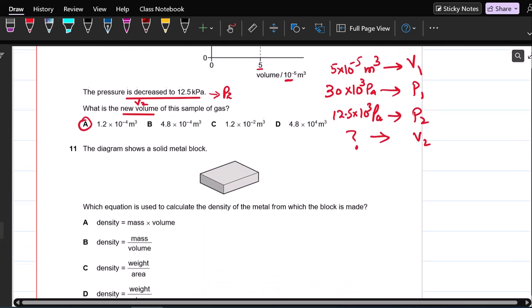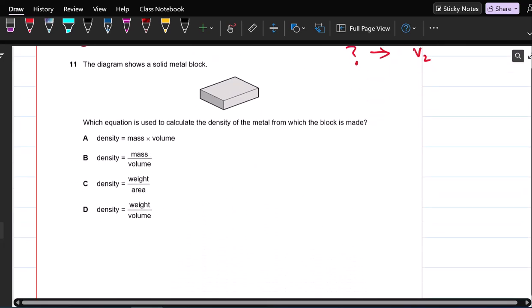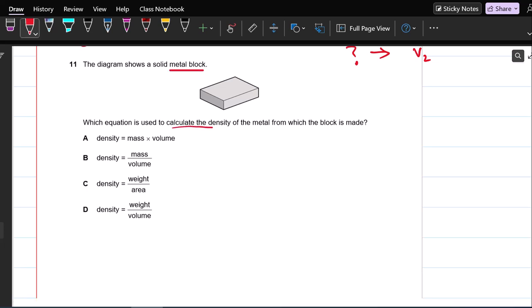Moving to question number 11. The diagram shows a solid metal block. Which equation is used to calculate the density of the metal from which the block is made? You must know the formula of density. Density is equal to mass per unit volume. So it is going to be B option. Simple, straight question.